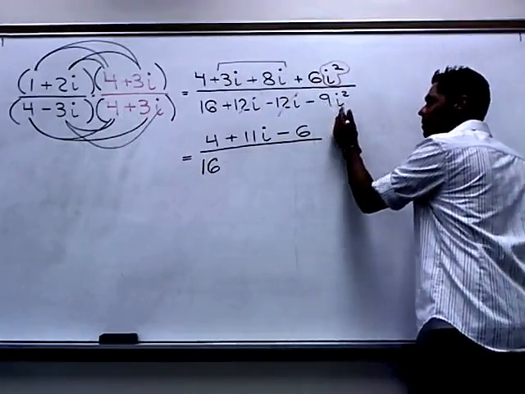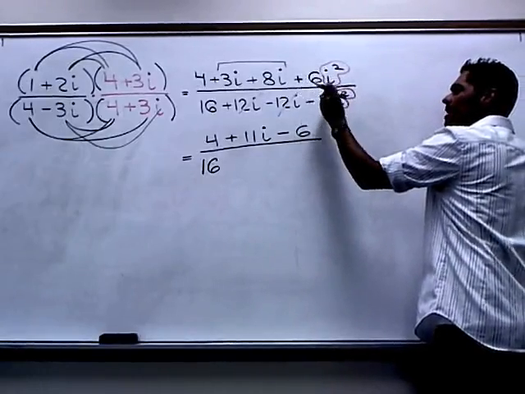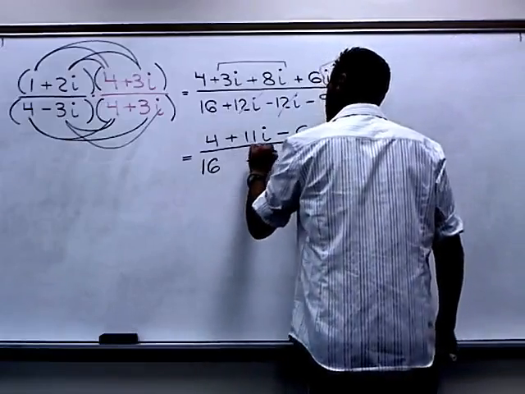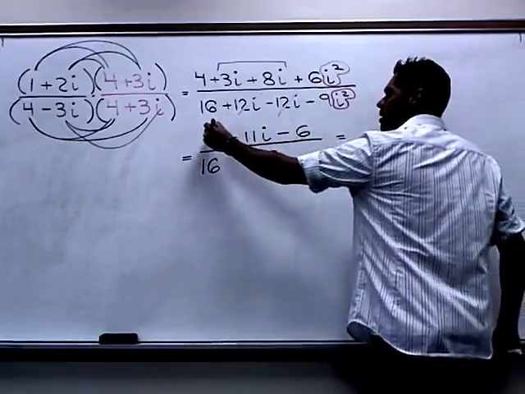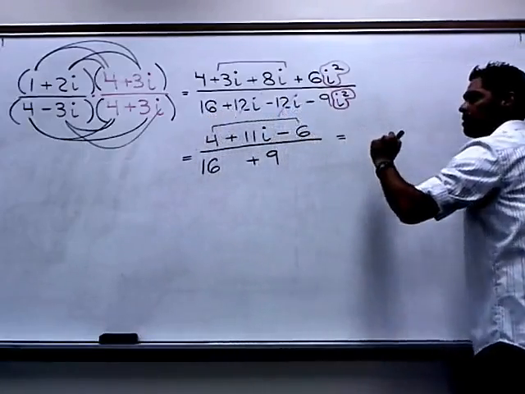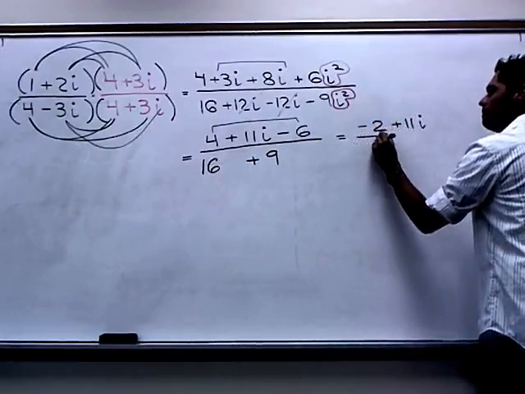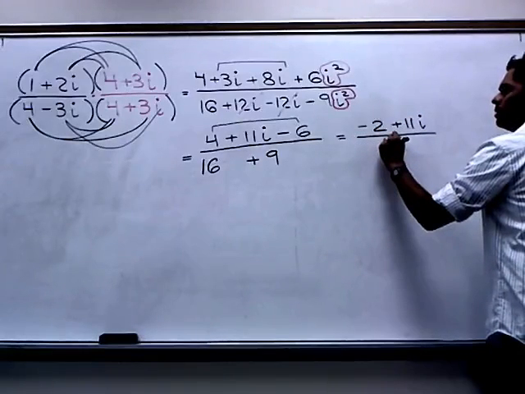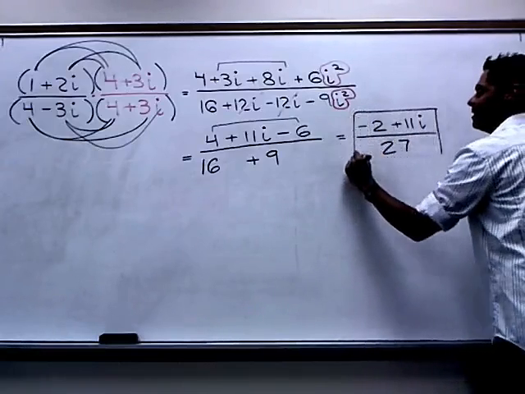Now this last one, be extremely careful with the signs here. The i squared becomes negative 1, but then you already have a negative 9, and you're going to multiply. So plus 9. So I have plus 9 down there. Nothing in the middle, right? It all canceled out. So I'm ready for a final answer here. I am going to collect my 4 and take away 6 to get negative 2 plus 11i over what? 16 plus 9 is 25. Yes, that's it.